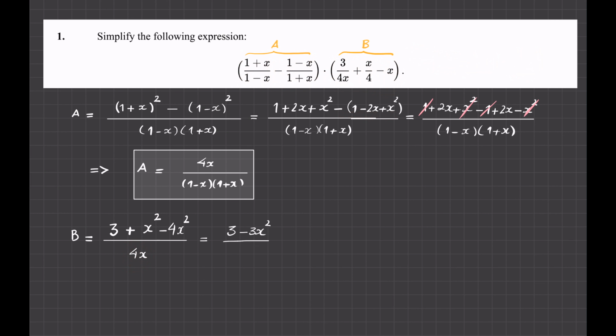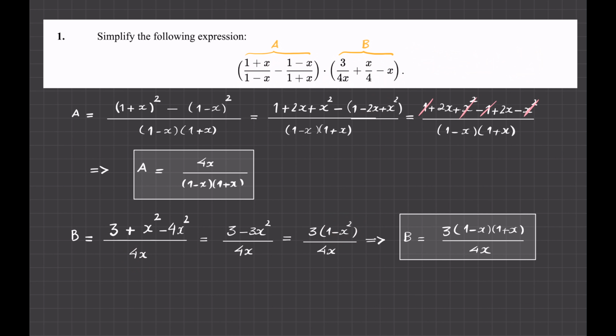Then divided by 4x. But you see that the numerator can be factorized more, so I factor a 3 out, and the denominator is repeated, but hopefully you can immediately recognize the conjugate pattern here. So finally B becomes equal to 3. If I factorize it, it becomes 1 minus x times 1 plus x, and all over 4x. So this is the simplified version of B.